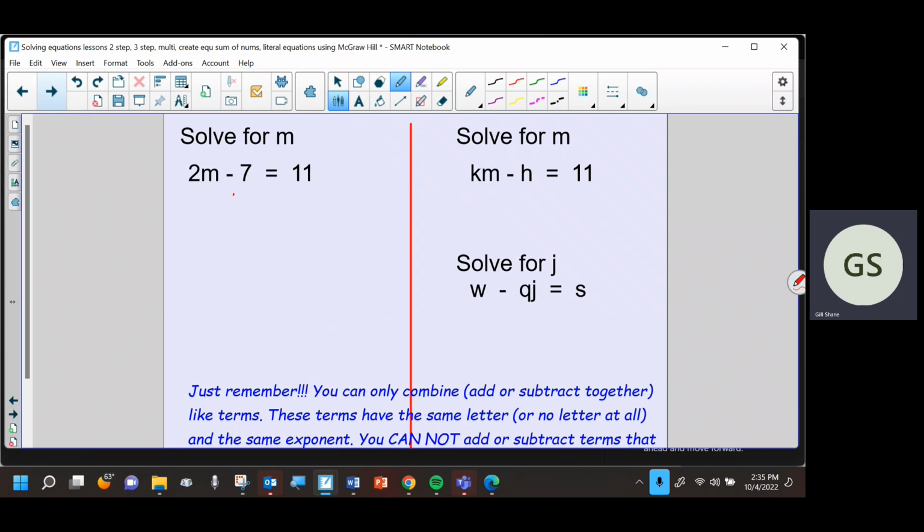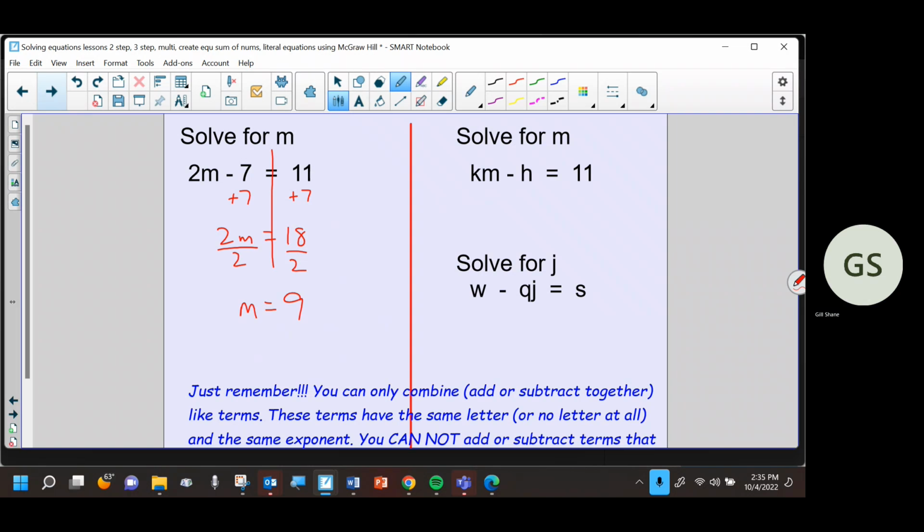Again, I want to get m by itself. I start by getting rid of the number farther away from the m, which is the 7, by doing the opposite. Whatever I do on one side, I do on the other. Bring down the 2m, divide, divide, and there is my answer. m equals 9.